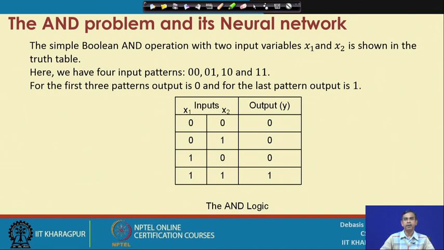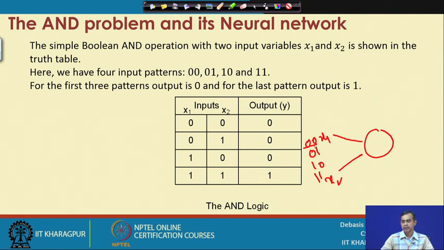Now, this AND problem can be considered as a pattern matching or pattern recognition problem. Let us see how. Suppose this is the neuron, and it takes a pattern consisting of two bits, x1 and x2. These bits can be 0 0, 0 1, 1 0, or 1 1. That means x1 can be 0 or 1, similarly x2 can be 0 or 1, and these two bits together can be considered a pattern.